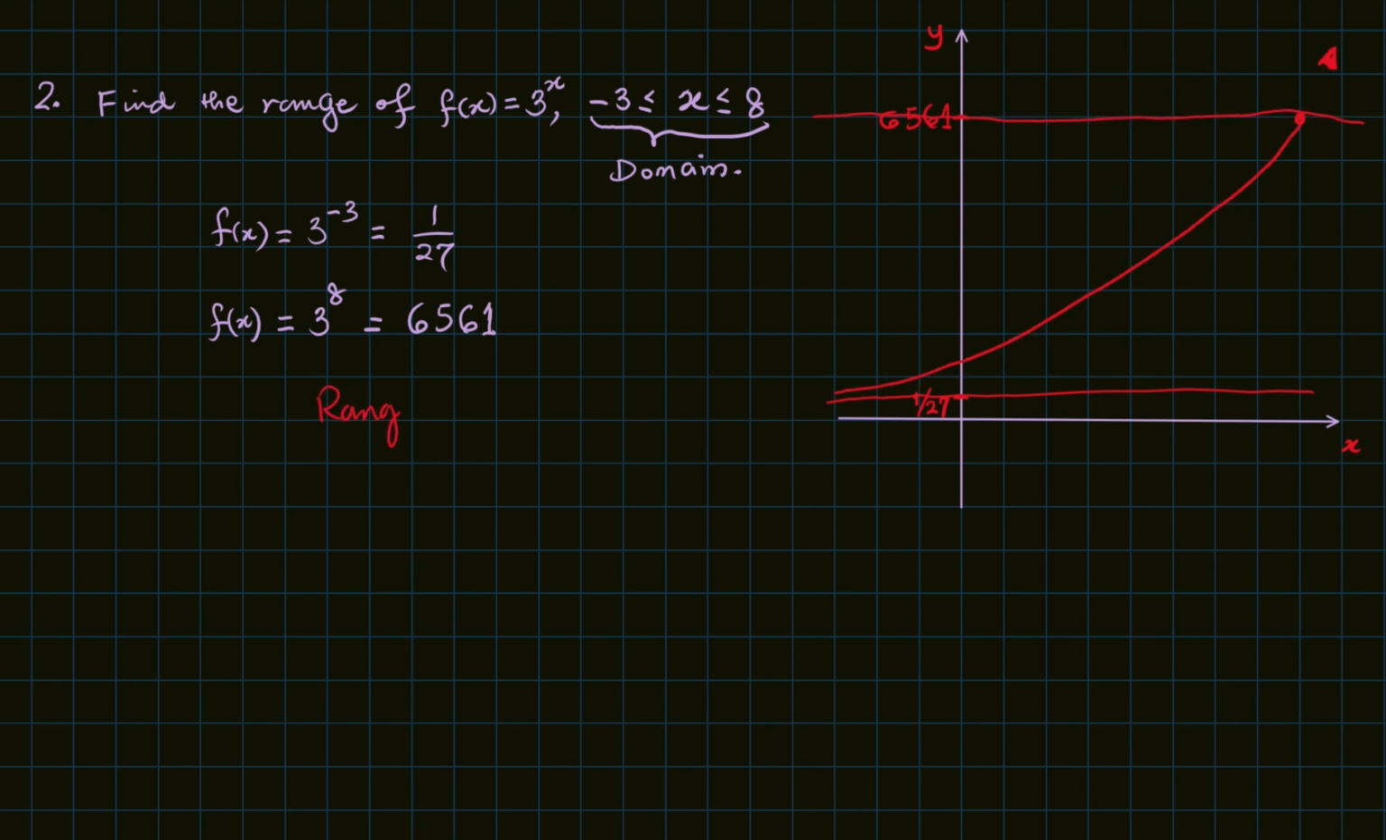Let's see, range will be equal to 1 over 27, which is the lowest point on the y-axis. And remember, the notation will be different. So f of x, and then that is less than or equal to 6,561. In the next video, we'll be looking at more examples on range and domain of functions.